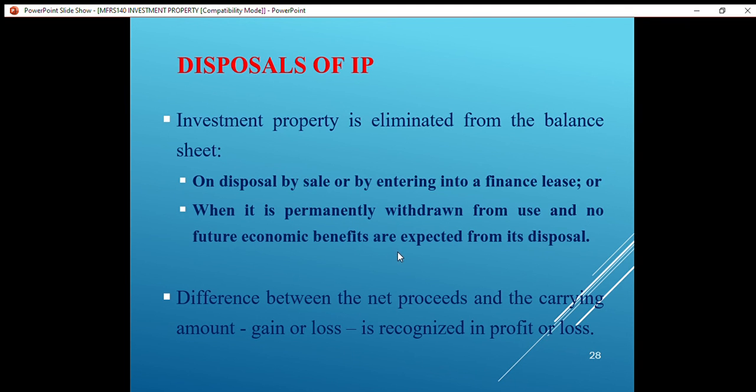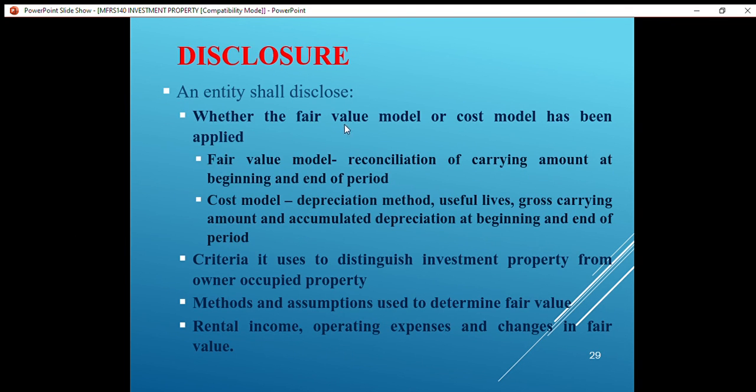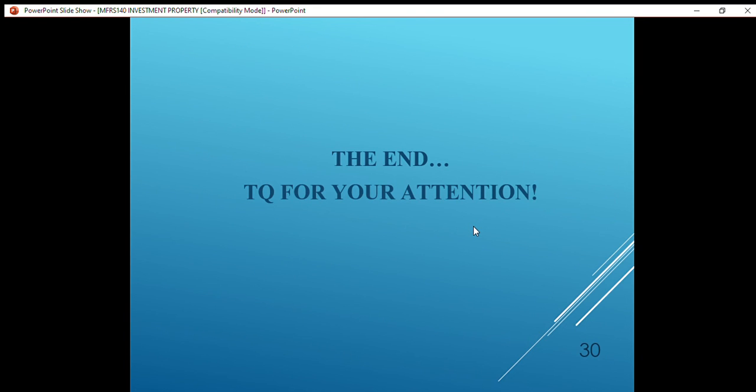And the last one is about disclosure. I think for this one you can read by yourself. The most important thing is that you need to know how to disclose the information about the fair value gain or fair value loss or depreciation of the property in the SOPO, and to disclose the carrying amount of the property in the SOPI. So that's all about investment property.